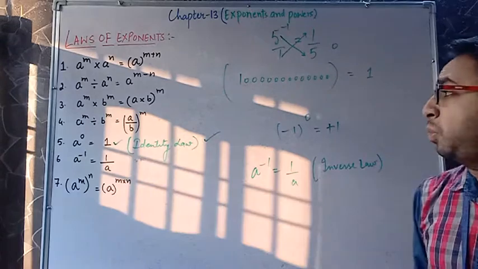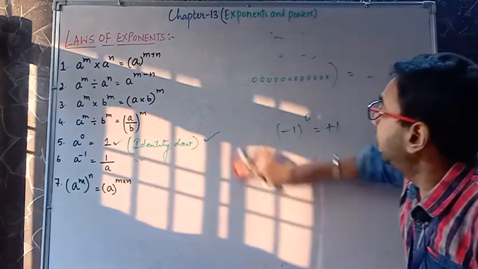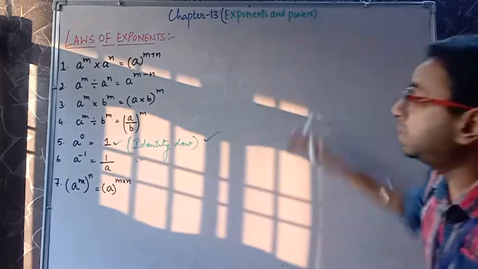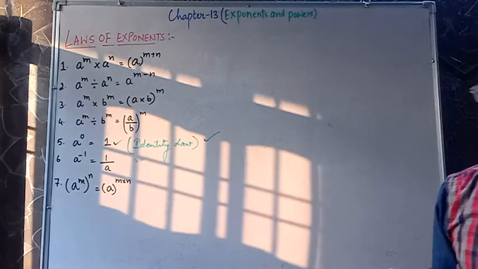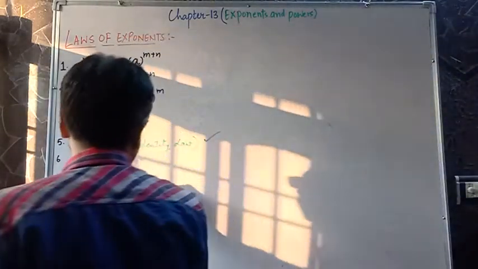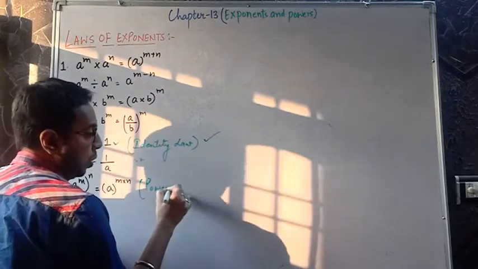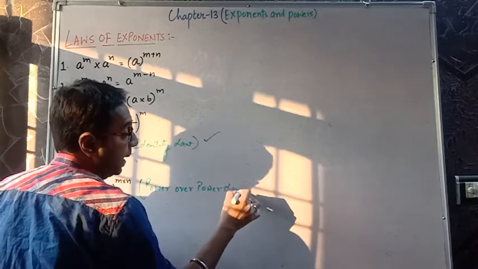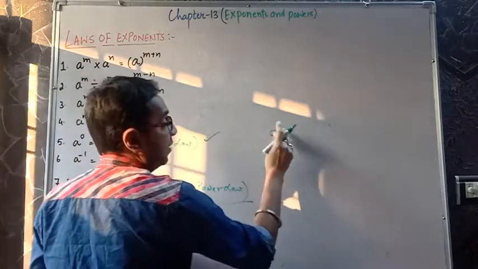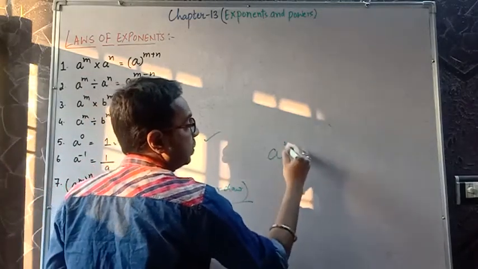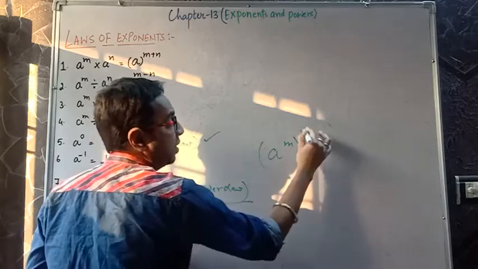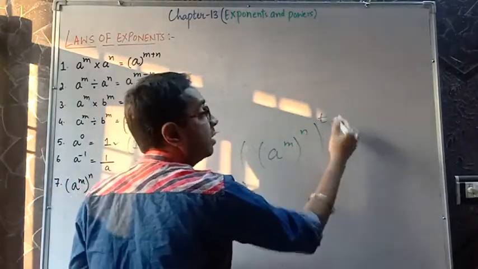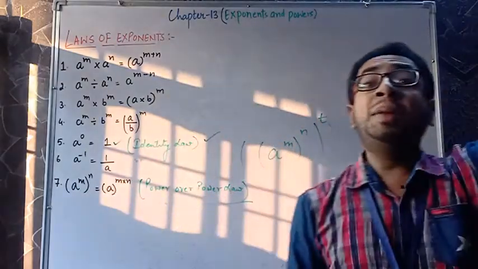Next, a very important rule, the 7th rule. (a raised to power m), whole raised to power n. I have given a special name to this law: the power upon power law, power over power law. Why? Because, for example, I have a raised to power m, whole raised to power n. If you keep on extending, even if you take it raised to power t, the powers will be multiplied.